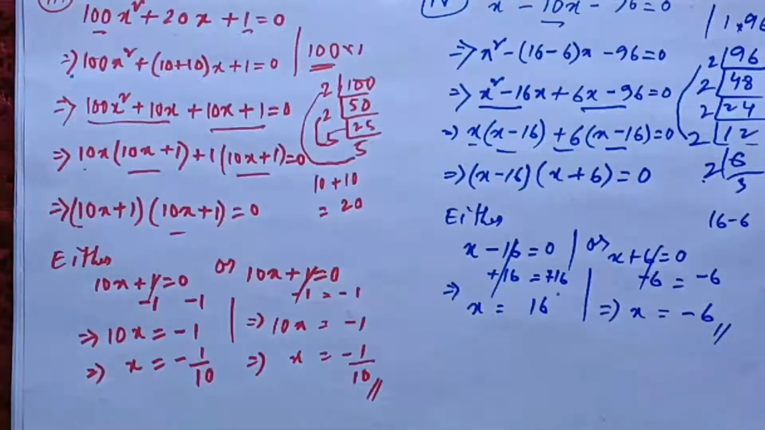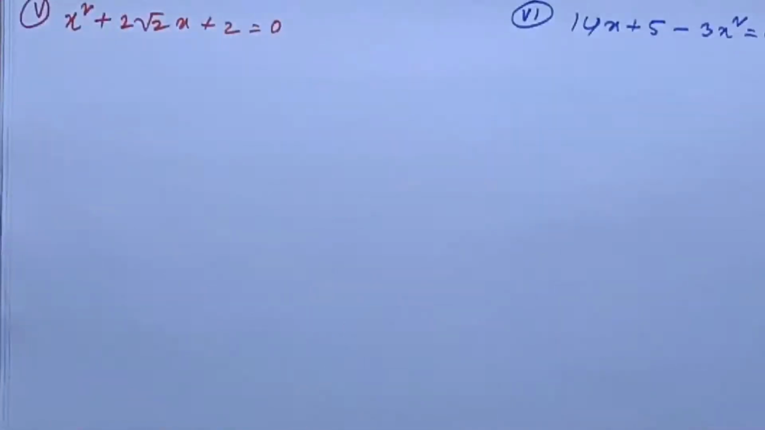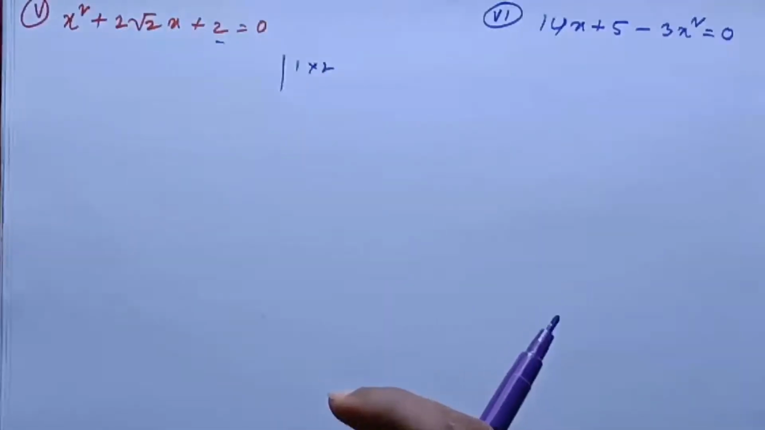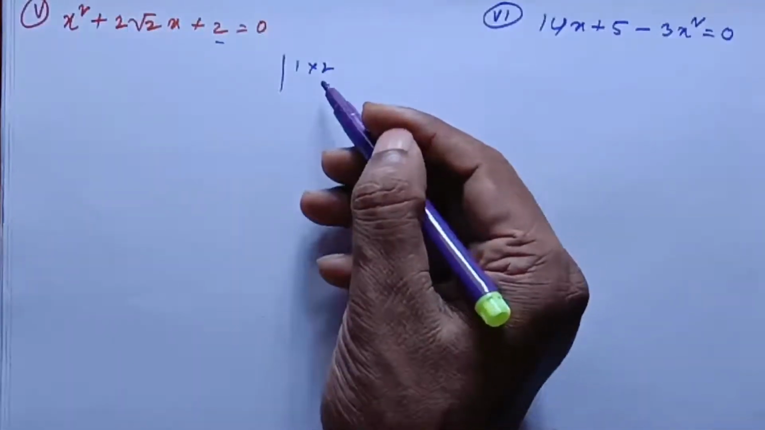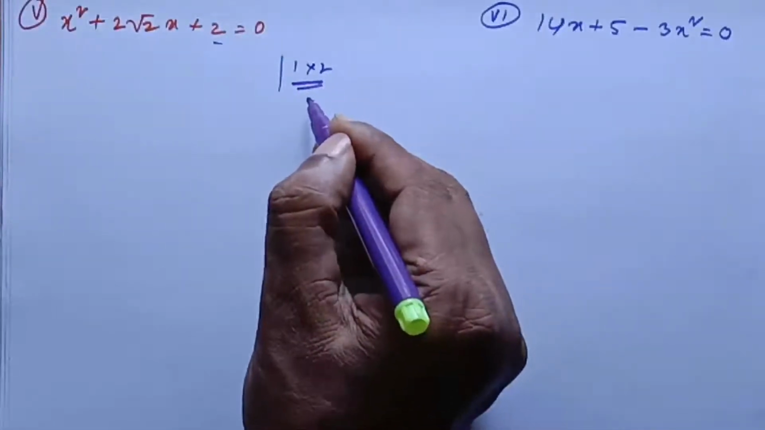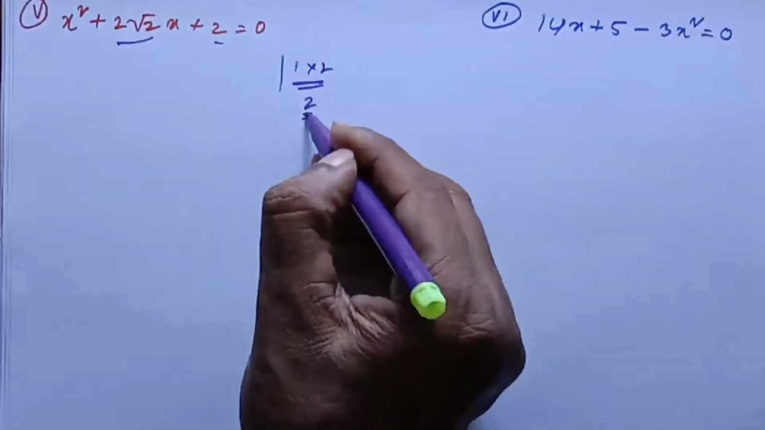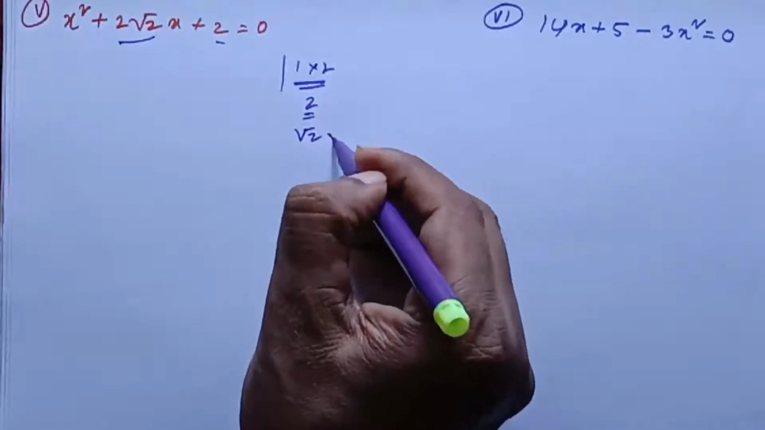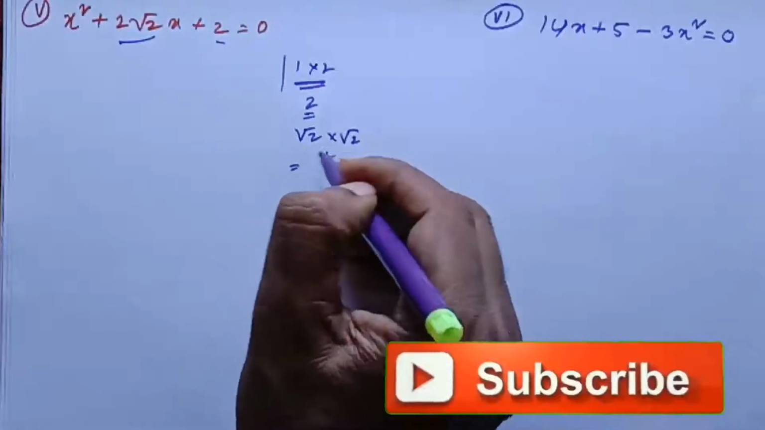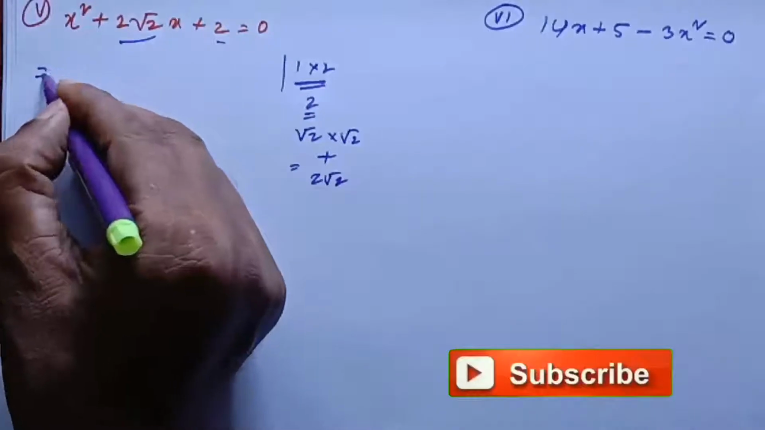It's very easy. This is the procedure, this is the way we have to solve it. We have to factorize and check it. Now we have a problem. x square plus 2 root 2 x plus 2 equal to 0. Coefficient of x square is 1 and the constant is 2. So we multiply it, we get 2. Then to get the middle term 2 root 2, we break this 2 as root 2 into root 2. Then if we add these two, we'll get 2 root 2. So let us solve it.